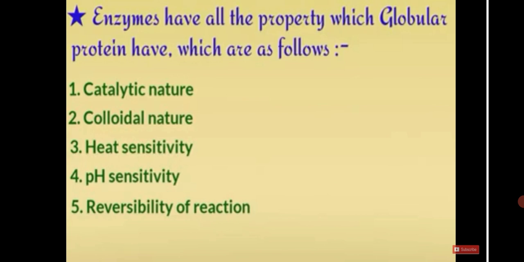So the enzymes have all the properties which globular proteins have. This line means that the enzymes are chemically protein in nature, and globular protein means they are large in size and complex type of proteins. So we will discuss their different properties in terms of catalytic nature, colloidal nature, their heat sensitivity, pH sensitivity, and the reversibility of the reaction. So we will discuss all these properties of the enzymes one by one.